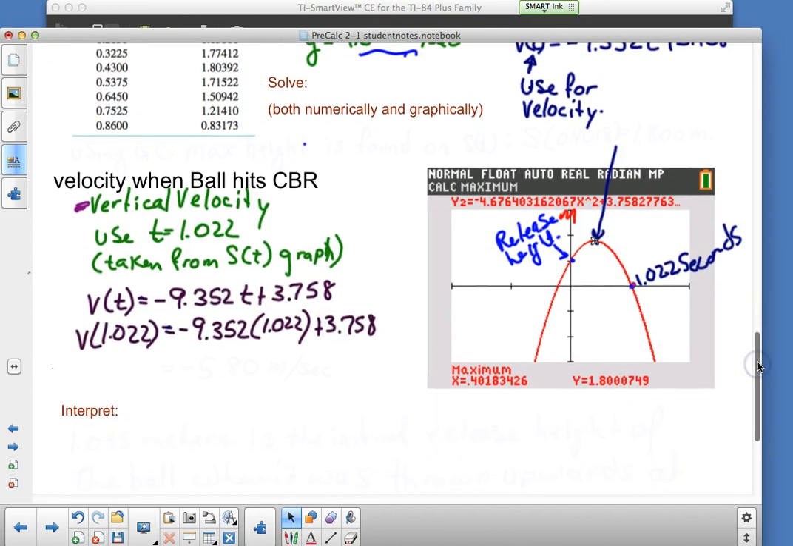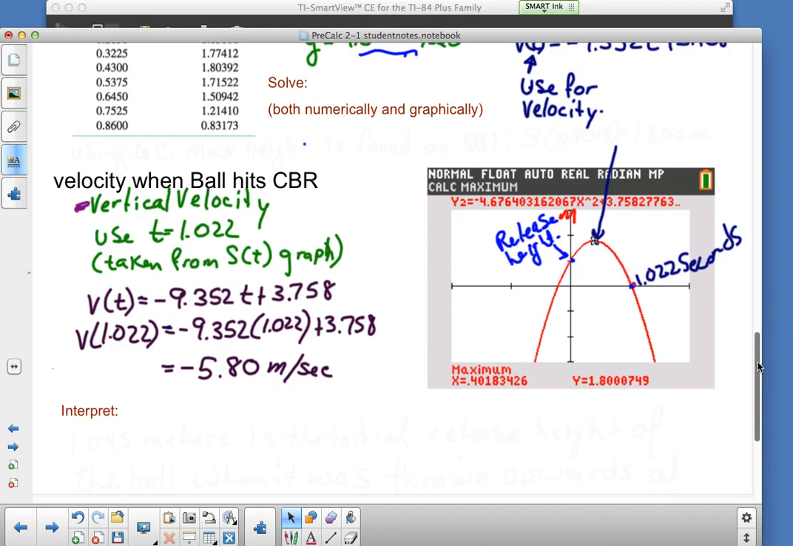So I evaluate, and I know it's going downward at 5.8 meters per second. That's what the negative means. It's going downward at negative 5.8 meters per second as it hits the CBR. Now, remember, all of this is stuff I'm getting from my calculator. It's me being able to interpret the information and use that data with other equations to make it happen.